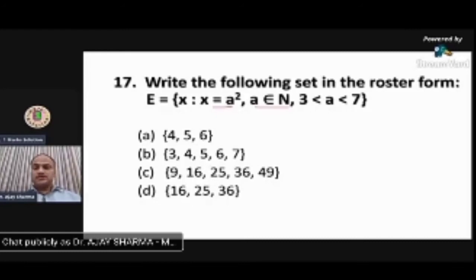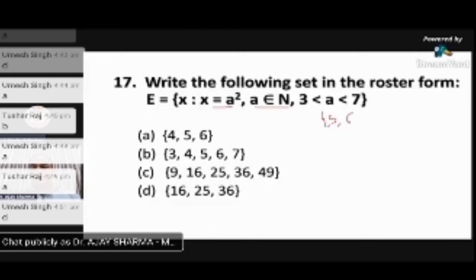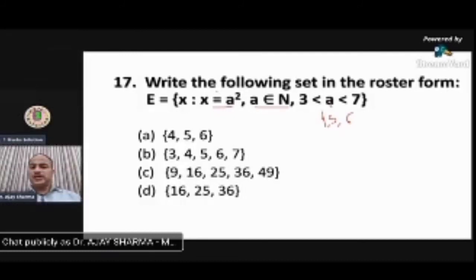So numbers between 3 and 7 are 4, 5 and 6. These are the three numbers, the possible values of a. But here the elements of this set are what? These elements are square of a. So square of a means square of these values.